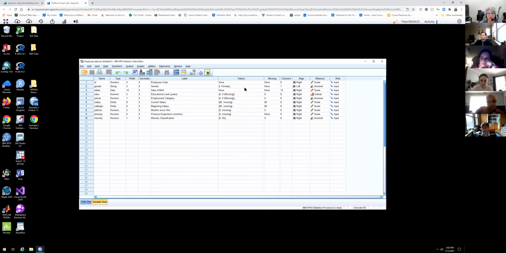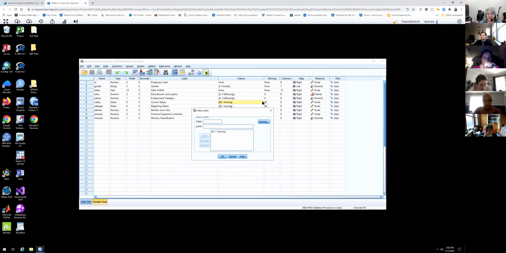So we're going to take a look at current salary, because we were looking for wage discrimination. We want to know what impacts, as a research question, your current salary. So current salary will be our dependent variable. You can see that it is interval. There are no codes.